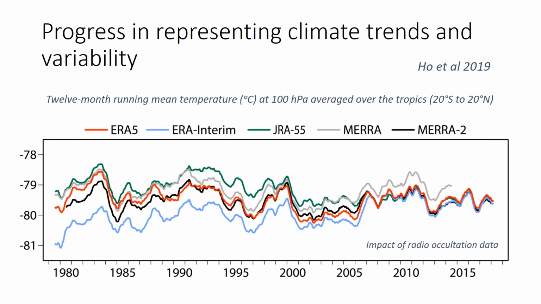Okay, this is the last one on progress, and I like it because it's a little bit subtle, but it's a good single picture that shows where we're heading, I think. So we are comparing tropical 100 hectopascal temperature, 12 months running mean. So this is lower stratosphere in the tropics, and 5 different reanalyses, different generations really. And what it really shows is the impact of RO data.